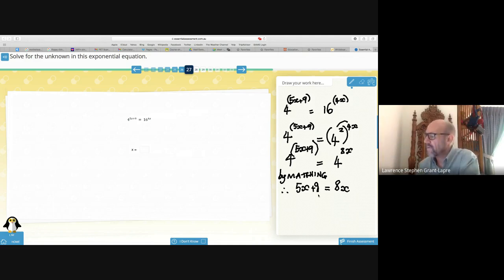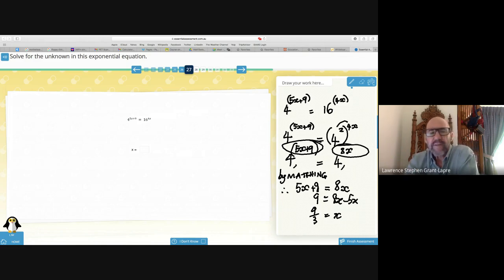And then you solve this normally. You take that 5x across to be 8x minus 5x, so it's 3x. Divide that by 3, and you get x equals 3. So you let these be equal to each other. Since 4 is 4, 5x plus 9 will equal 8x. X is 3.